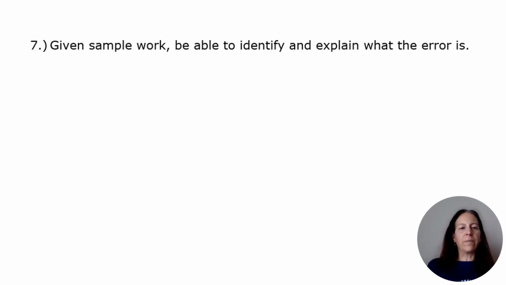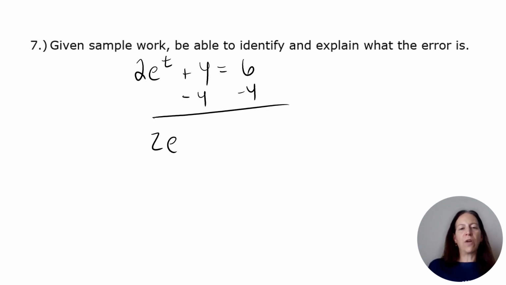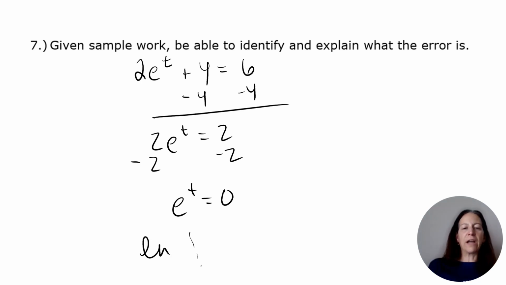And so I don't know what we could do here to give you an example. So you might have 2e to the t plus 4 equals 6. Okay. And so somebody does subtract 4, and we're cruising along. And then they subtract 2, and then they take ln. Okay, it goes on, and you might recognize, ooh, right there, that's wrong.